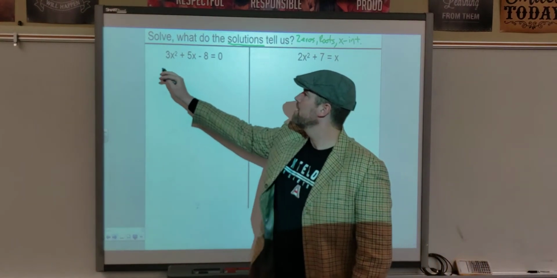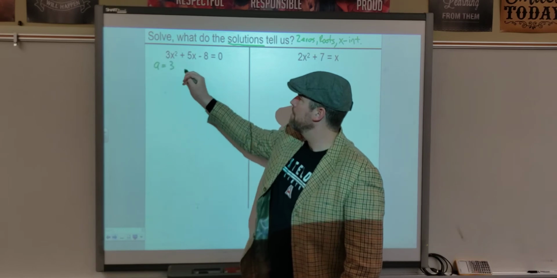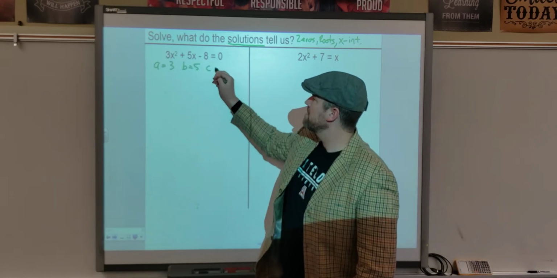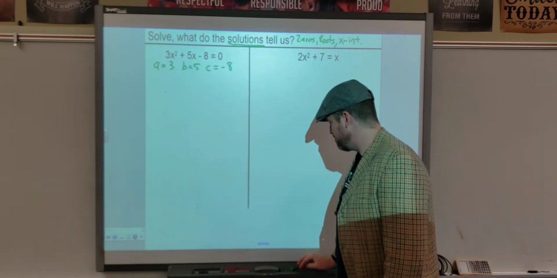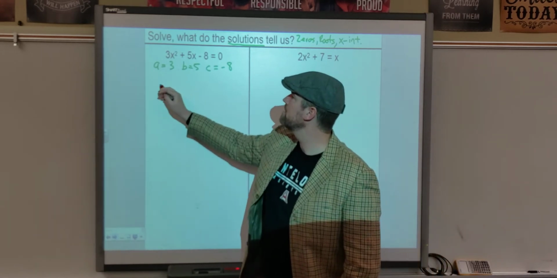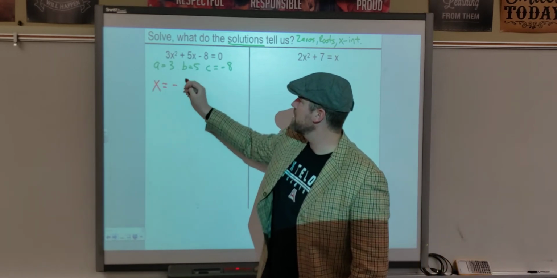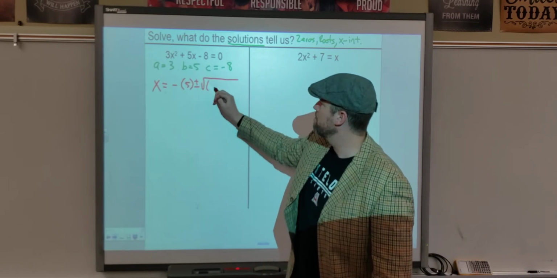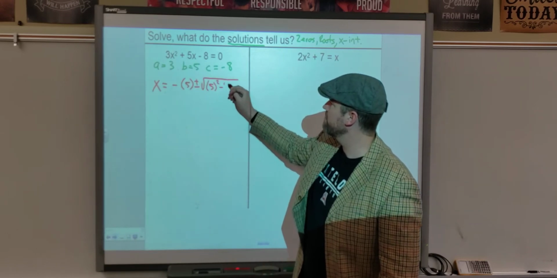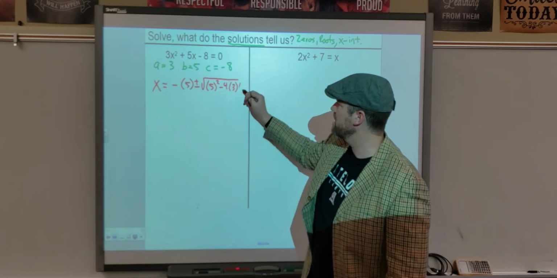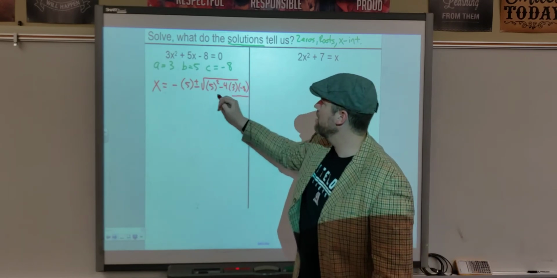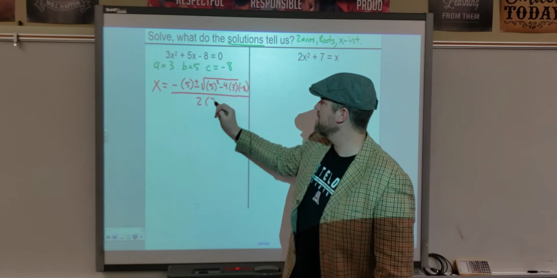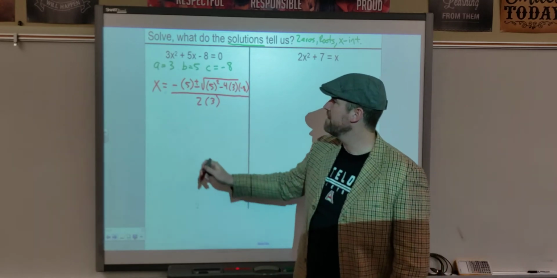But anyway, a is 3, b is 5, c is -8. Plug them into our formula. X equals -b plus or minus the square root of b squared minus 4 times a times c all over 2a. And then we simplify.